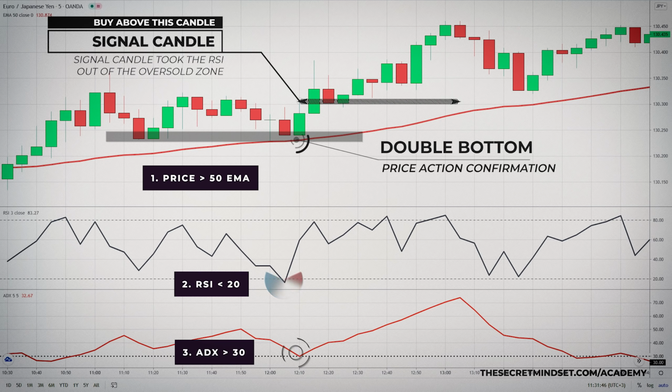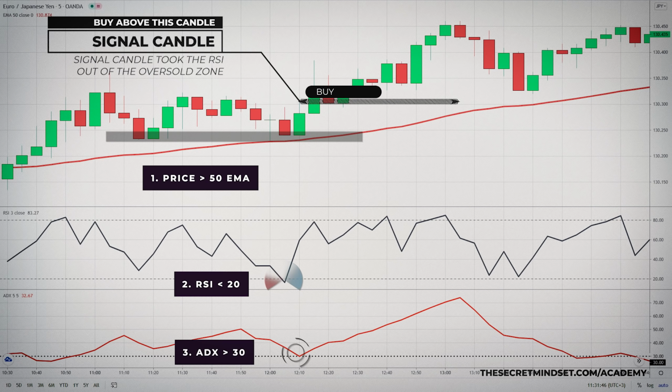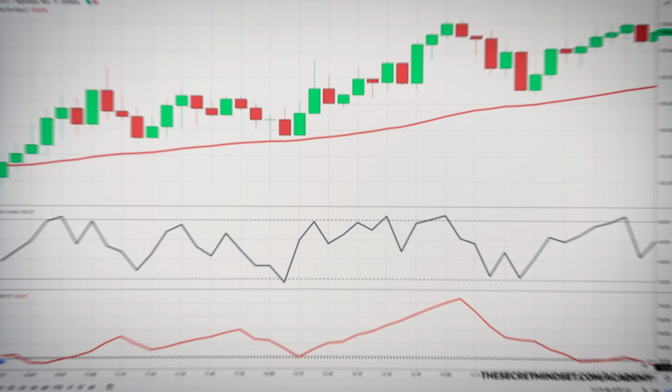We enter at the high of the green candle that took the RSI out of the oversold zone. Stop loss goes below this green candle, so a very narrow stop loss. Aim for a 1-to-1 or a 1.5-to-1 risk-reward ratio.